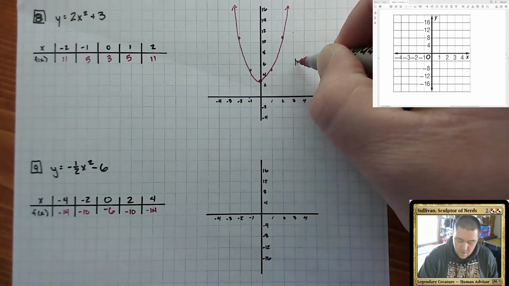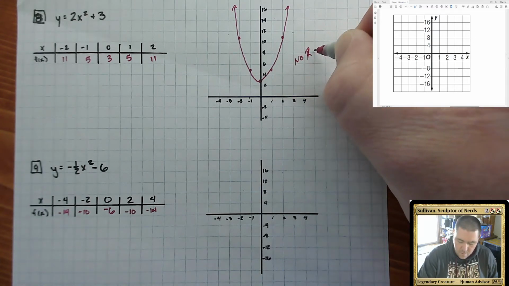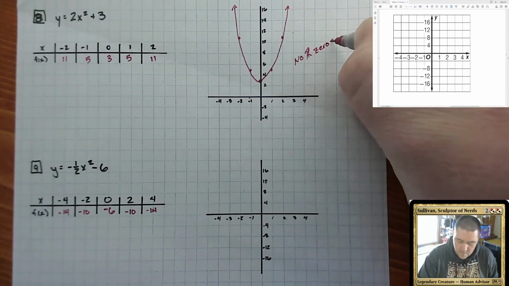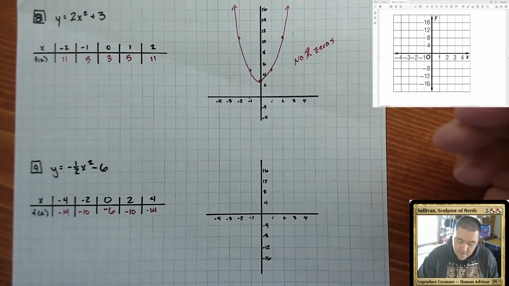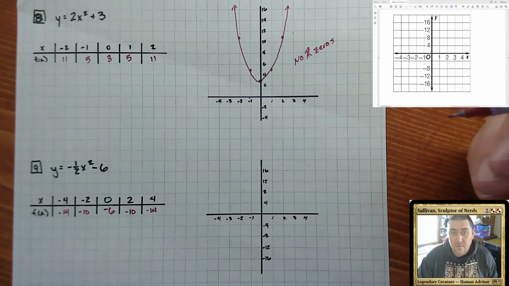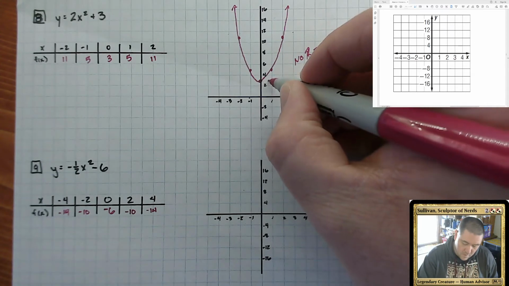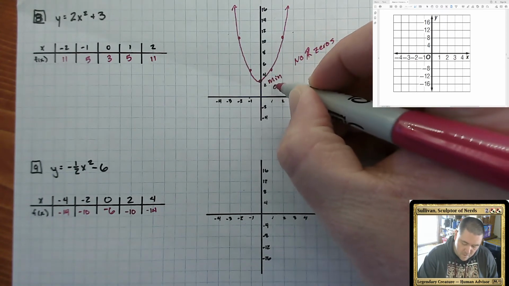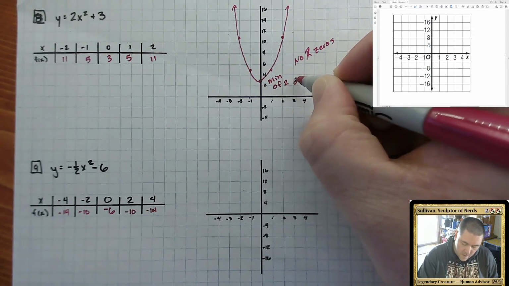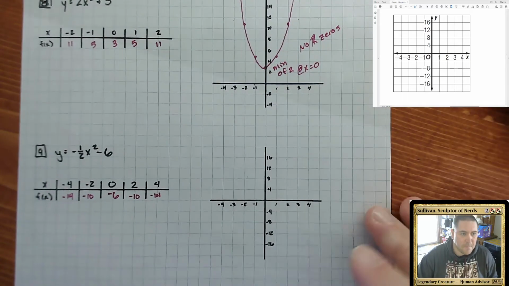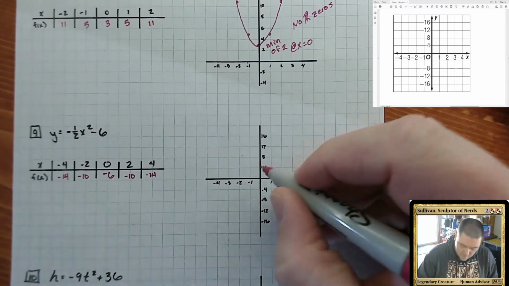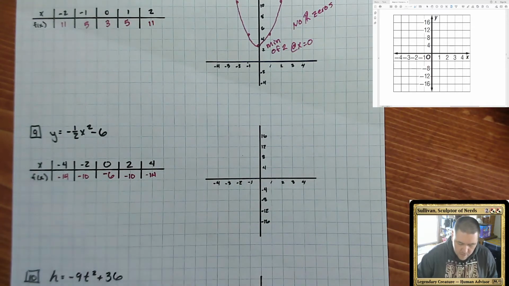None. I would say no real zeros, because this thing never actually hits the x-axis. If I ask, does it have a maximum or a minimum? There's a minimum of 2 at x equals 0. Okay. Down here, same thing. Plug it in there.